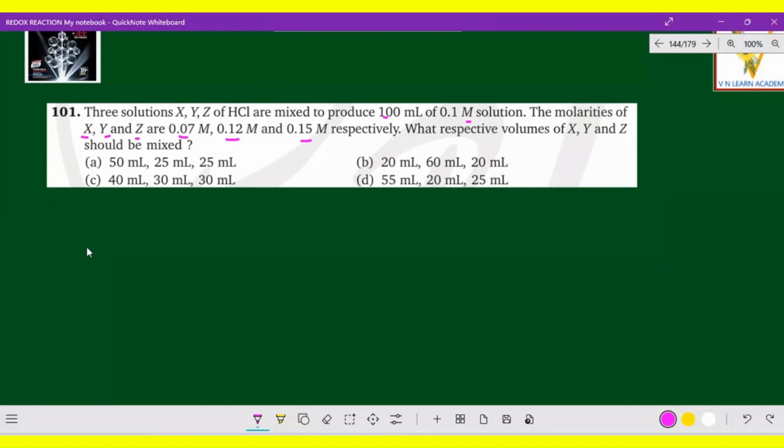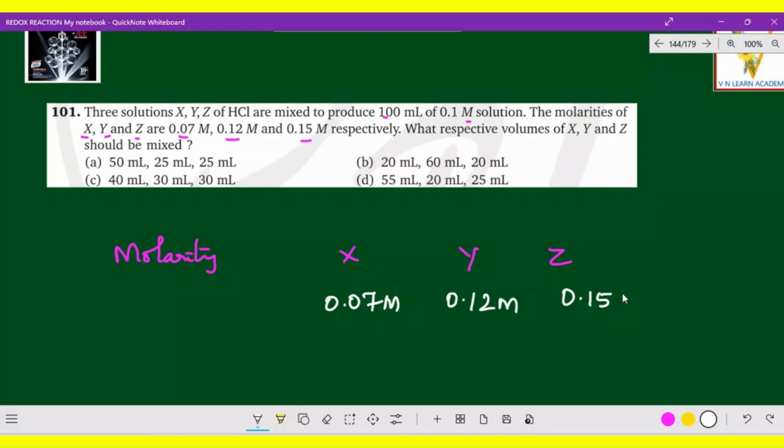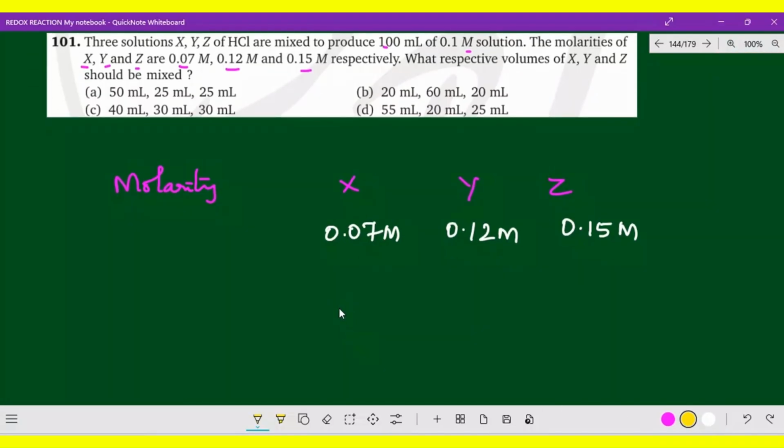So the molarities of X, Y and Z: X is 0.07 M, Y is 0.12 M and Z is 0.15 M respectively. Now for volume, because we have to identify volume, we can mention Vx, Vy and Vz. This is combined, that means mixed together, and produces 100 ml of 0.1 M. So let us add this, you will get 100 ml.